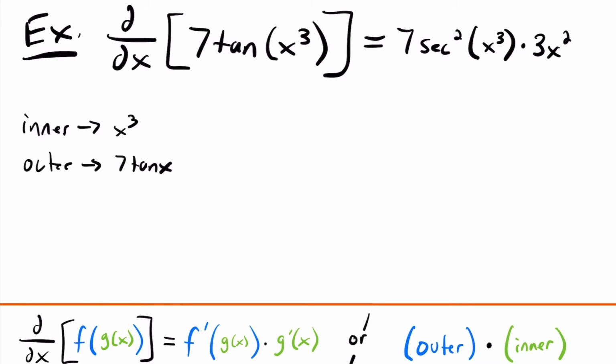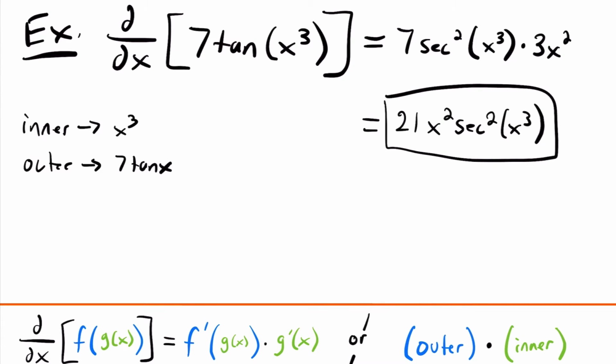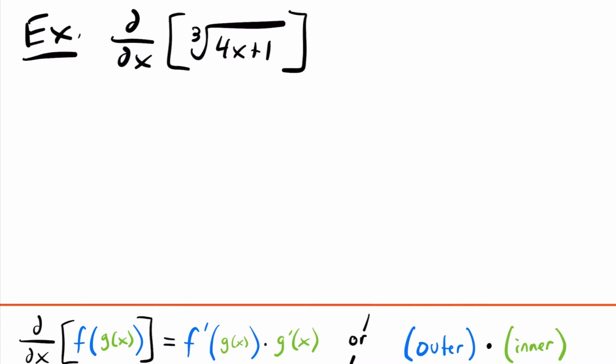And then we can simplify. This will be equal to 7 times 3x squared, so we'll have 21x squared times secant squared of x cubed. And so that would be the answer to the derivative of this function. Let's do another example. Next, we want to take the derivative of the cubed root of 4x plus 1.